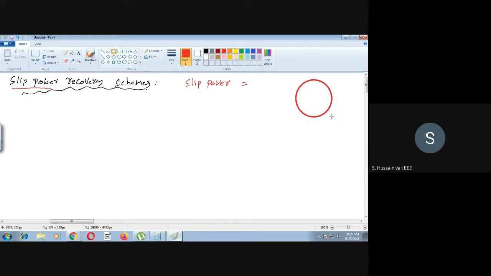In the induction motor, you take this as the stator, and the rotor here. The red color one is the rotor, and this is the stator. So you give the supply here to the stator. Then there is power flow. Some air gap power is there. We call that PAG. PAG is the air gap power. So this power will enter into the rotor.